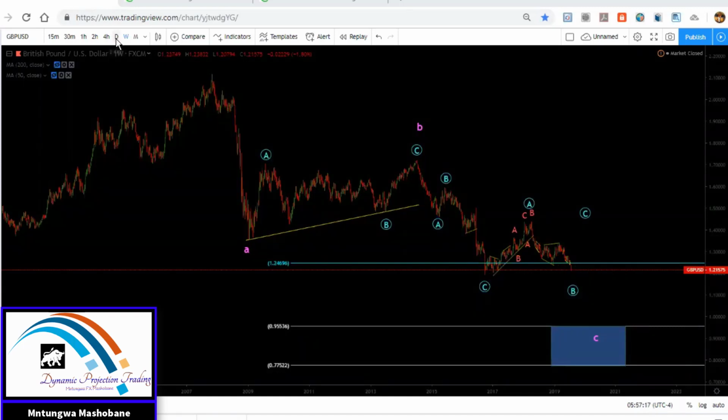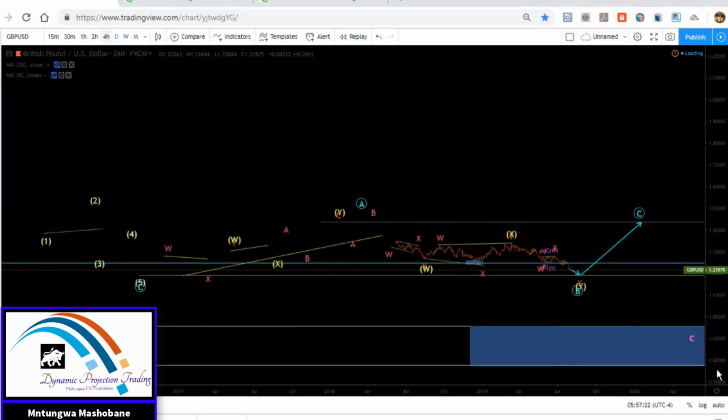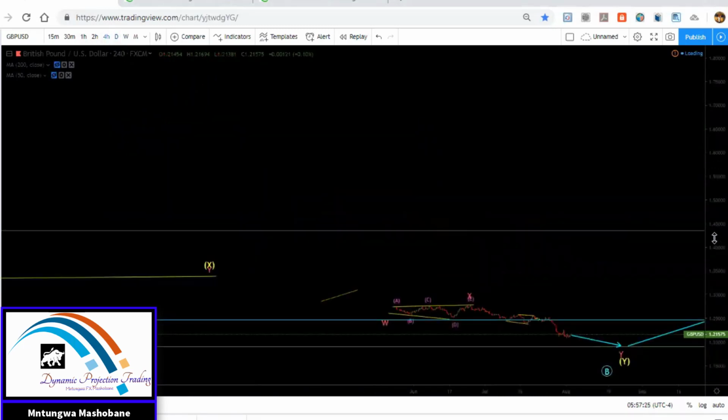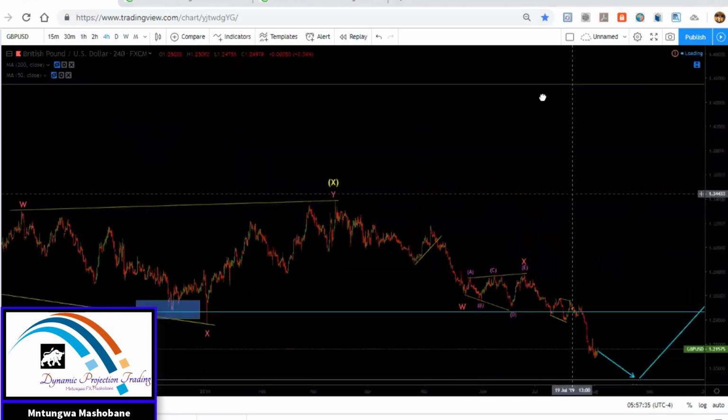I'm going to go down with time frames, maybe the 4 hour, now that you understand what price must do and what we expect from price. For the coming week, the plan should sit like this on the pound US dollar.